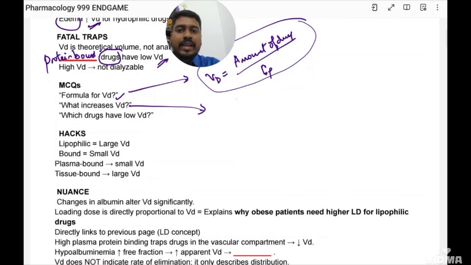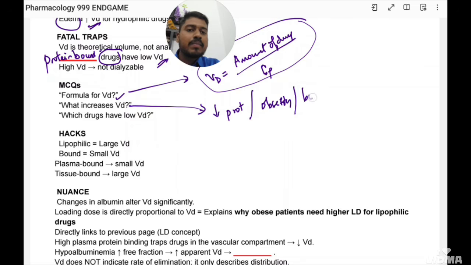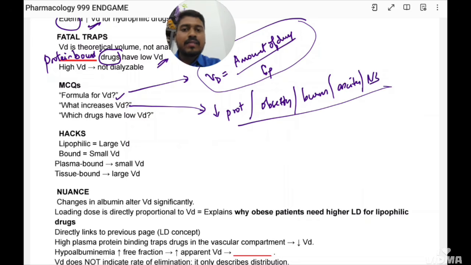What increases VD? I told you, if there is decreased protein, that increases VD, or if there is increased adipose tissue, as in obesity, that increases VD. And in conditions like burns, ascites, and nephrotic syndrome, in all these cases we have lower protein, so that increases VD. Which drugs have lower VD? Protein bound drugs have lower VD.